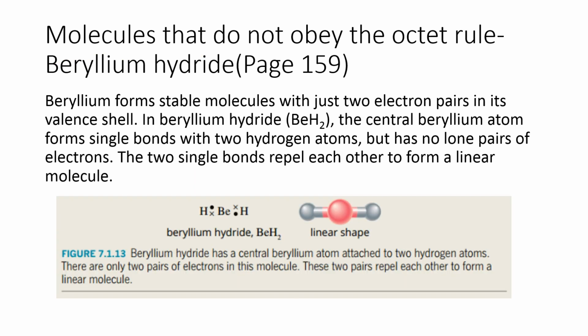So the next example that we have that does not obey the octet rule is beryllium hydride. Beryllium hydride is BeH2. As you can see here, the central beryllium atom forms single bonds with 2 hydrogen atoms but has no lone pair electrons. So beryllium is in group 2, and you know that it has 2 valence electrons. In this case, it just needs 2 more electrons to become stable, and it does not have any lone pair electrons. That's the reason why it is a linear shape.